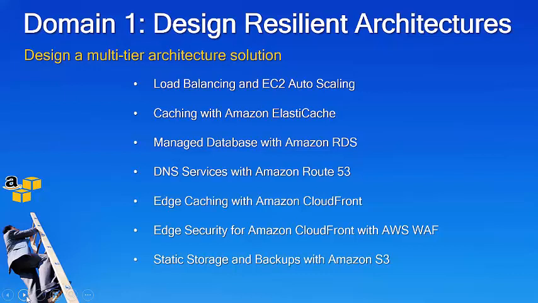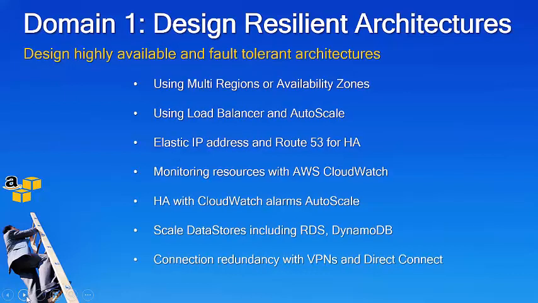Managed database with RDS creates a highly available multi-AZ database architecture. DNS services with Amazon Route 53 provides DNS service to simplify domain management. Edge caching with Amazon CloudFront caches high volume content to decrease the latency to the customers. Lastly, static storage and backup with Amazon S3, which enables simple HTTP based object storage for backups and static assets like images and videos.